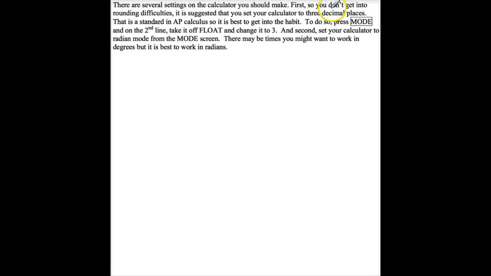Here it recommends you move your calculator into float 3 so that you have 3 significant digits. I actually recommend you change that to 6. You always carry all of your digits along with you in calculus. You round or truncate, and I recommend truncating, to 3 after the decimal.